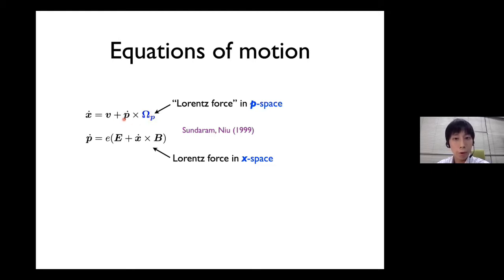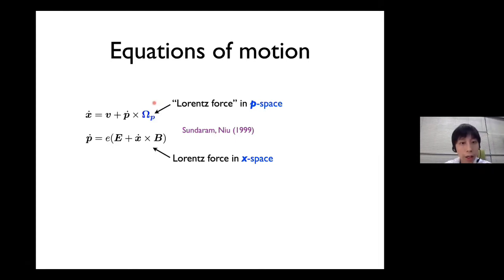So this is a Lorentz force in momentum space, which can be understood as a kind of duality between momentum space and coordinate space. In the coordinate space, we have a Lorentz force X dot cross B, but in momentum space, X dot is replaced by P dot, and the magnetic field in coordinate space is replaced by the fictitious magnetic field in momentum space.